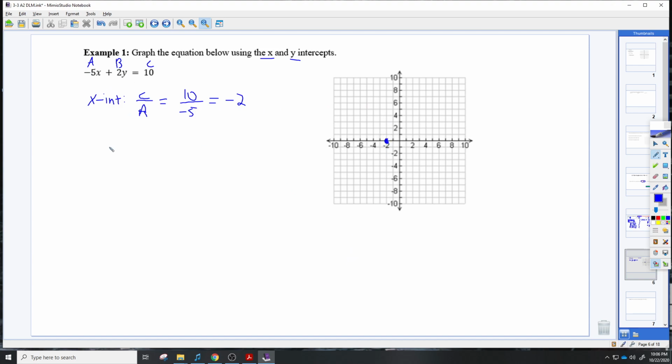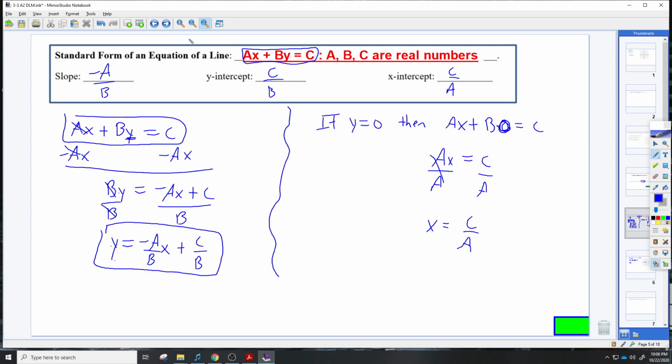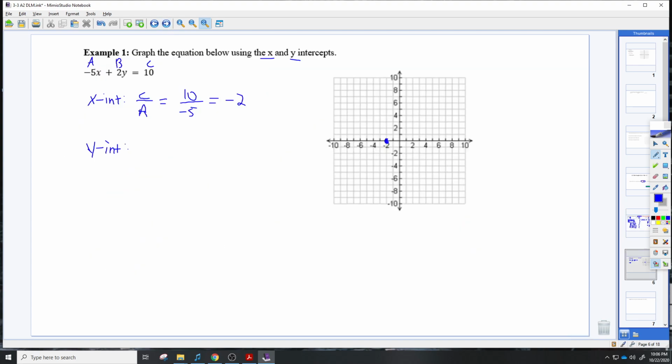All right, now time to do the y-intercept. What is the shortcut for the y-intercept? If you don't know, you can go back and look. Y-intercept is c over b. So what's the c value? 10 over b, which is 2. So that value will be 5. So this means we put a dot on the y-axis because it's the y-intercept at 5.